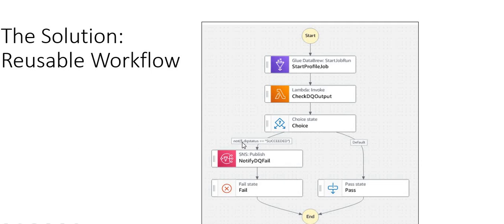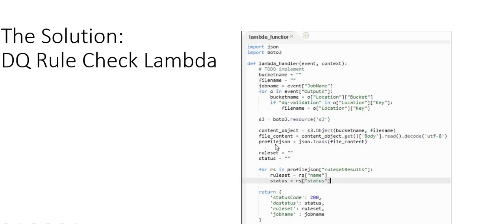Now, if I come back to my previous workflow, you can see here, I'm checking whether data quality status equals succeeded or not. So this value is coming from this output, DQ status. This tells me whether the data quality status for the rule set is succeeded or failed. Okay, so this is how my Lambda function looks like. Again, the code has been provided in the link in the description below.